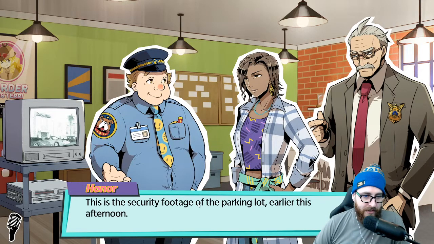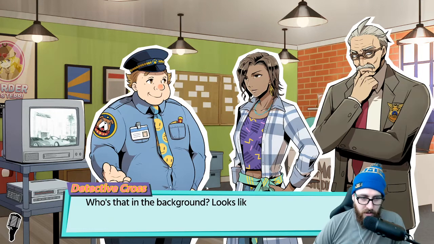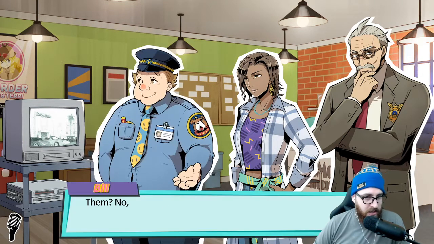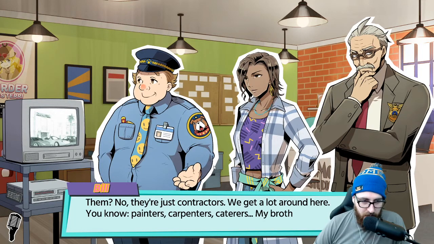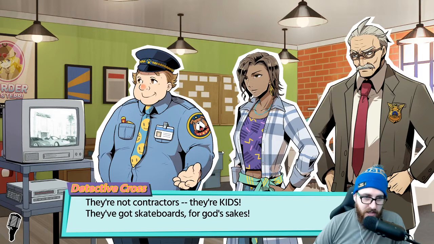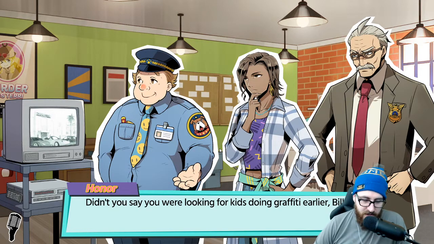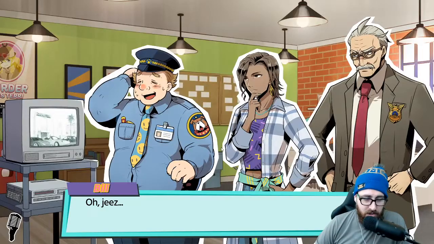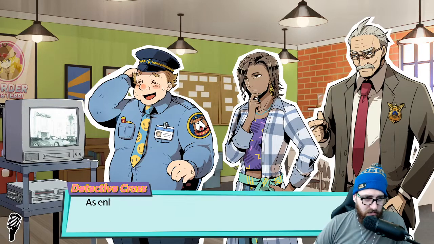Okay, what are we looking at? This is security footage of the parking lot earlier this afternoon. Look, there's Bill. Who's that in the background? Looks like they got spray cans. You got a problem with vandals around here, Bill? Them? No, they're just contractors. We get a lot around here. You know, painters, carpenters, caterers, my brother. They're not contractors. They're kids. They've got skateboards, for God's sake. Didn't you say you were looking for kids doing graffiti earlier, Bill? He is the worst. Oh, jeez.